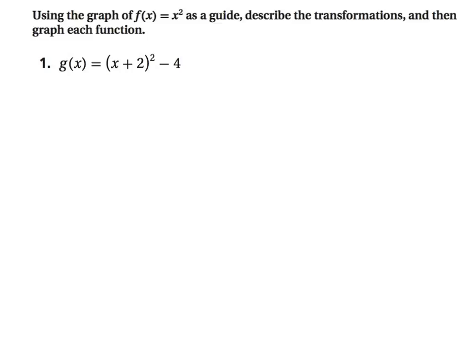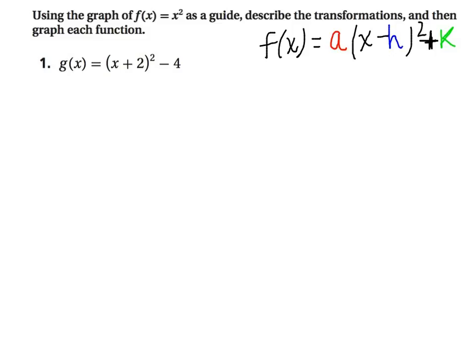So this problem says, using the graph of f(x) = x² as a guide, describe the transformation and then graph each function. Remember that the transformations come in the form, I'm just going to write it all out real fast, f(x) = a(x − h)² + k.